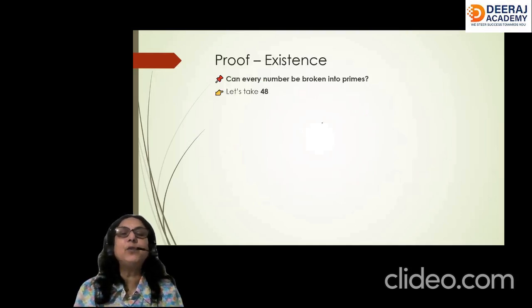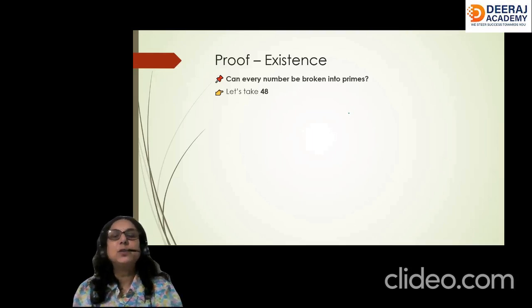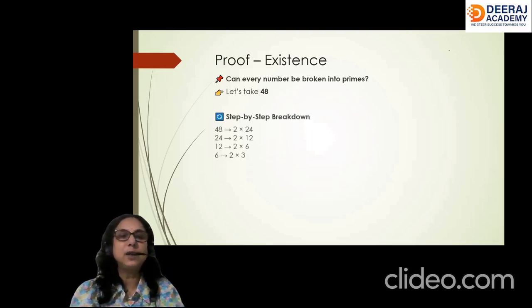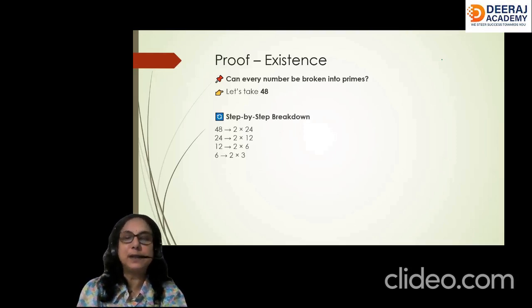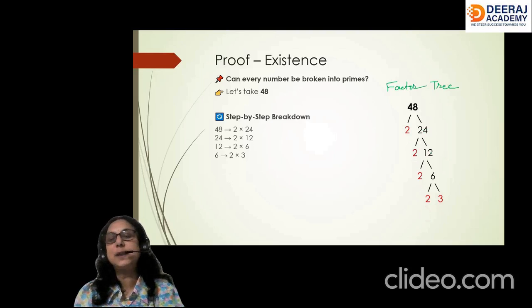Now we can prove this theorem, the fundamental theorem of arithmetic, that every number can be broken into primes. Let's take 48. We will do a step-by-step breakdown with a factor tree. By the factor tree, we can split 48 into 2 times 24. Then we split 24 into 2 times 12. We go on splitting until we get prime numbers.